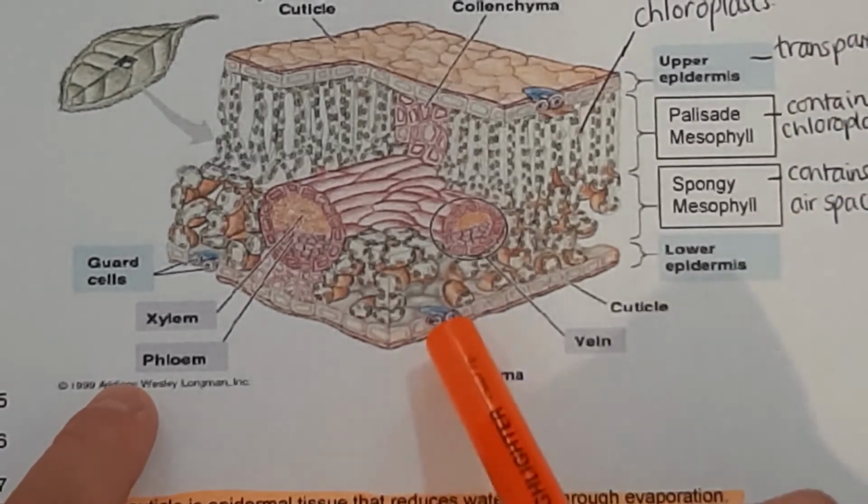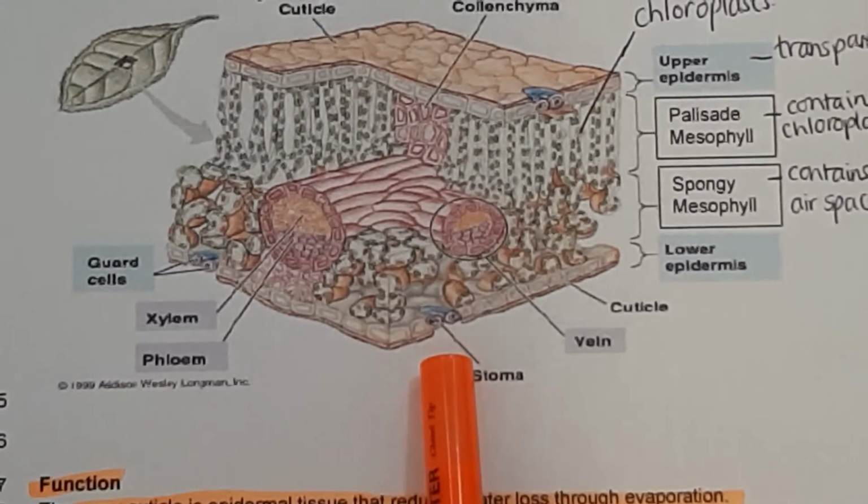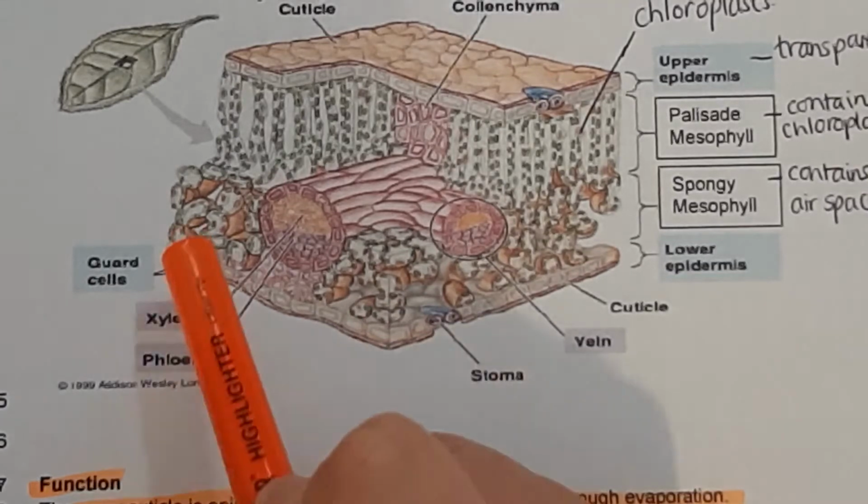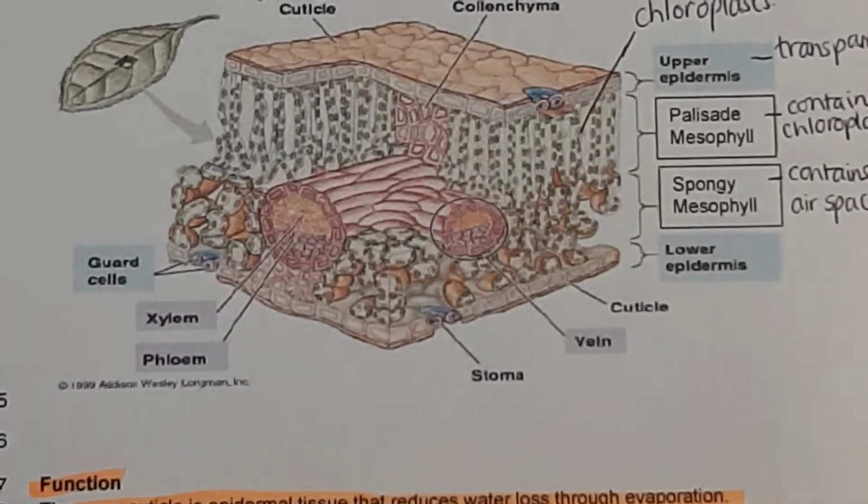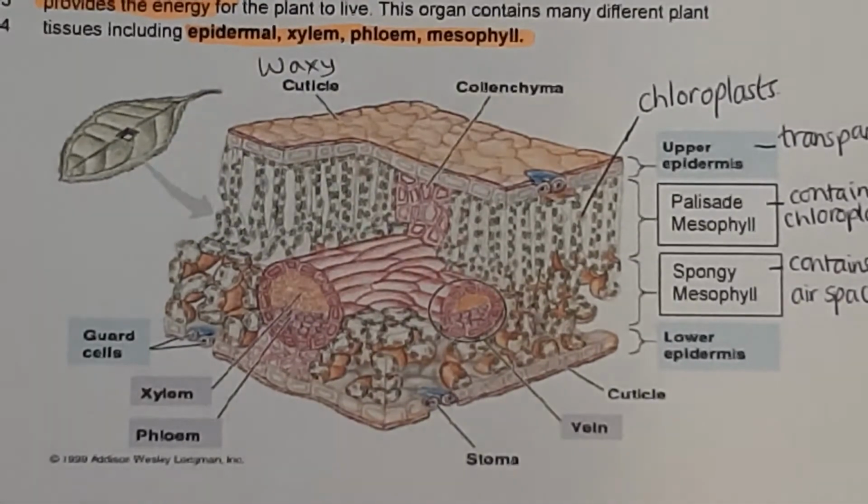You need to know that the stoma are the holes in the leaf surface, and they have guard cells either side of them that open and close to allow air in and out of the leaf. Okay, so that's everything you need to know. Please make sure you learn that.